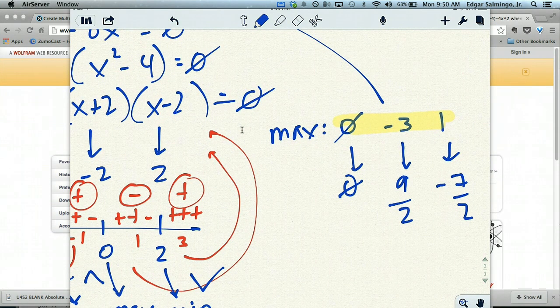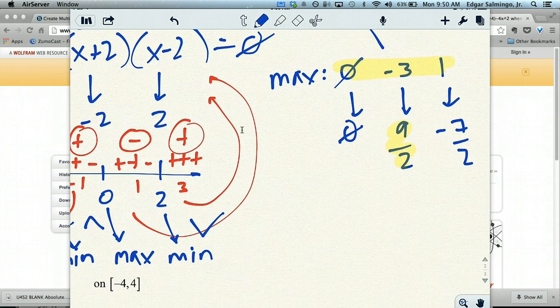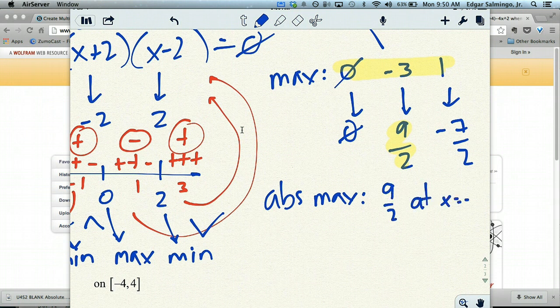So of these 3 numbers, which one of these is the biggest? Well, this one's the biggest. So that tells me the absolute max is 9 over 2 at x equals negative 3. That is the absolute highest this function ever gets in that closed interval.